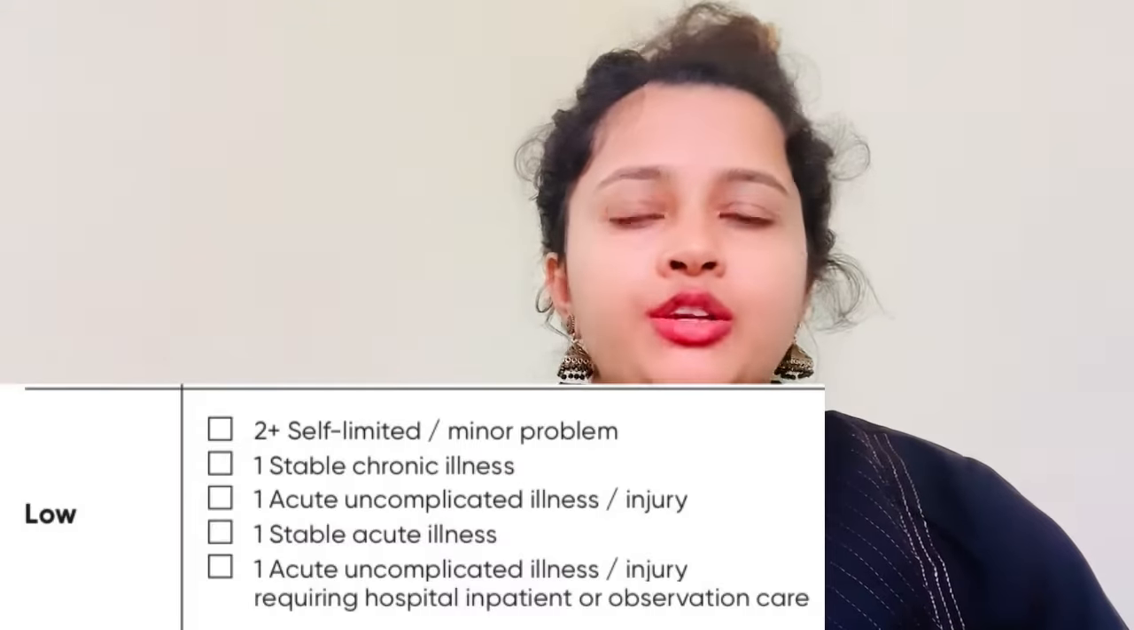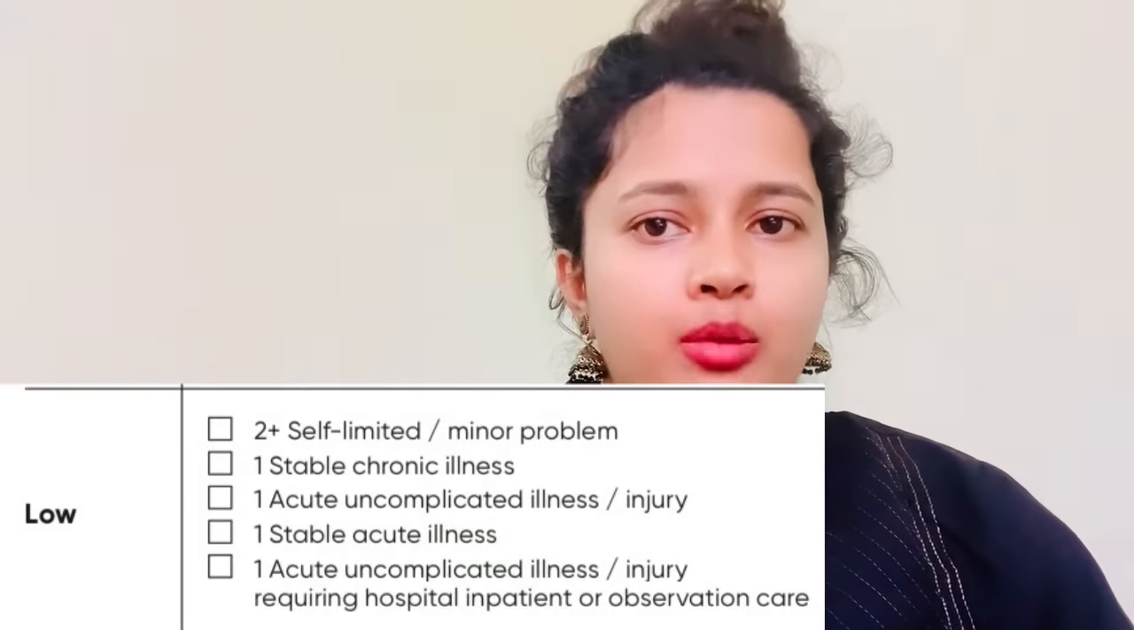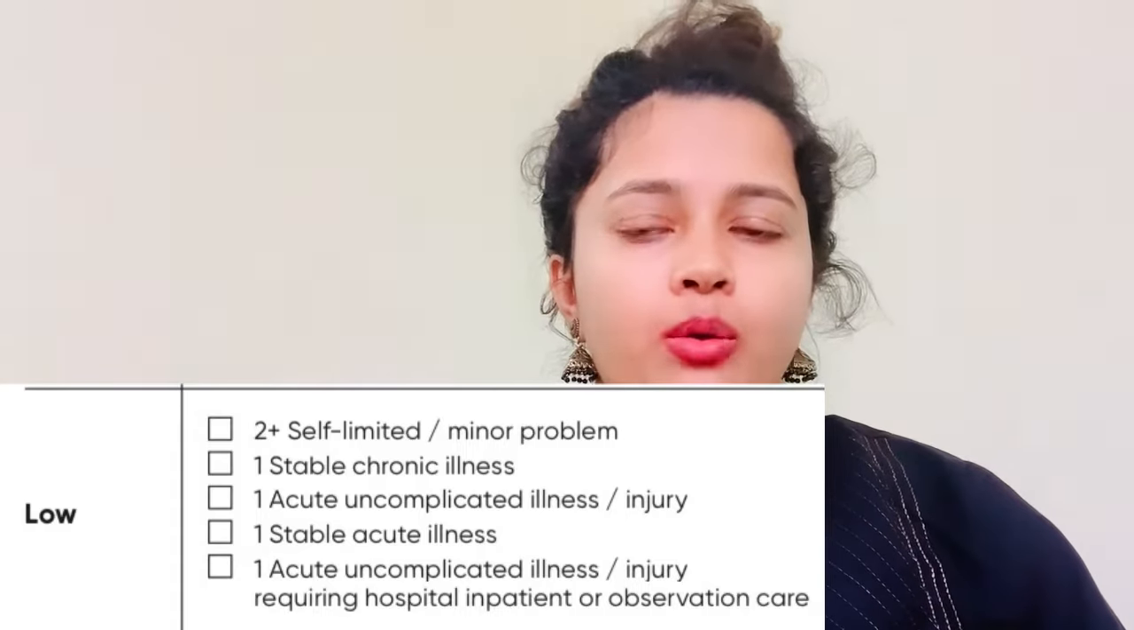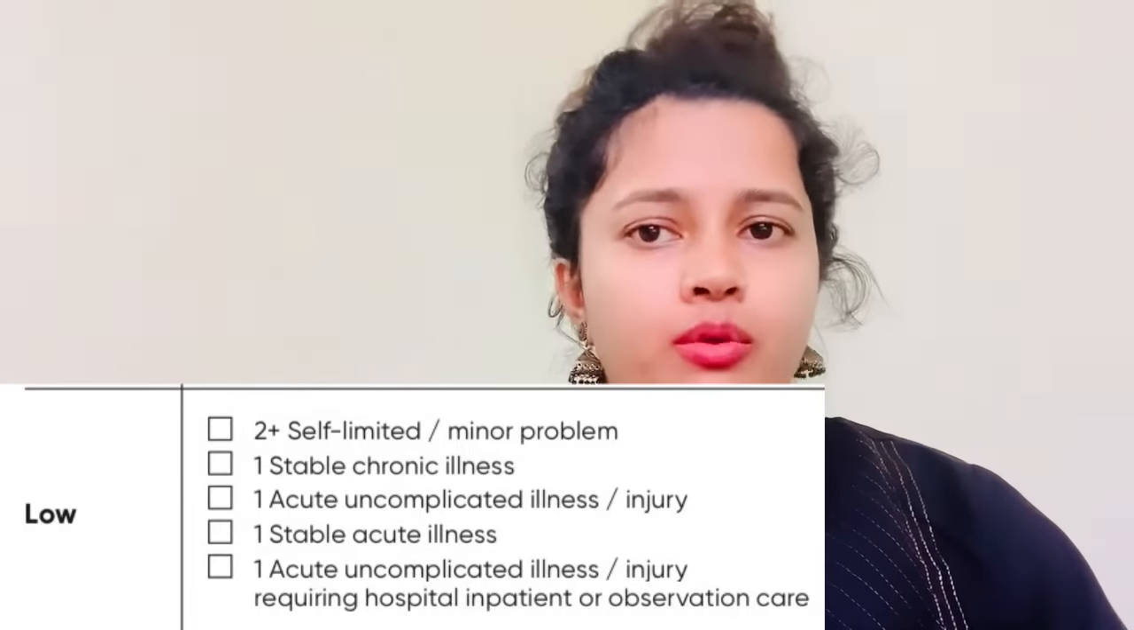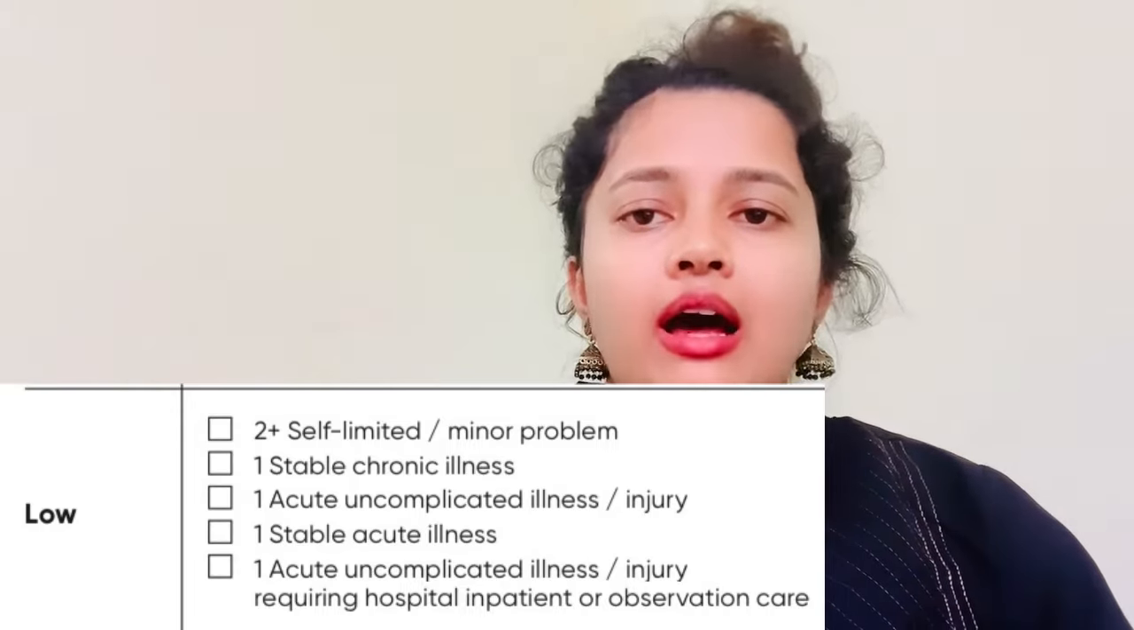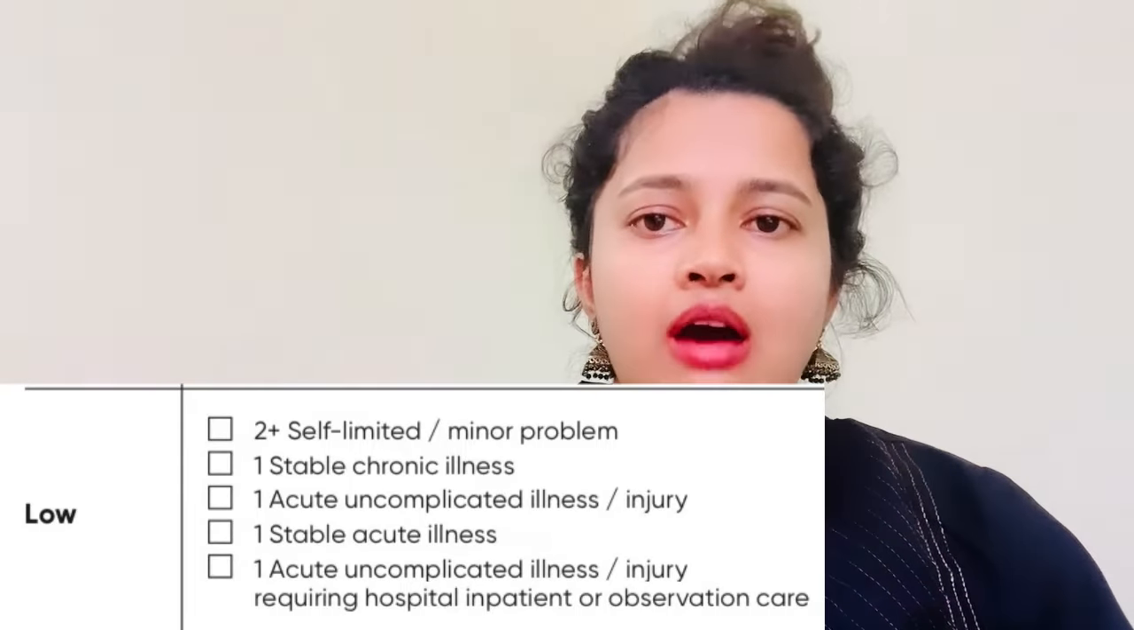To code low level, you should have 2 plus self-limited or minor problems. As I already explained what a minor problem is, here you will have 2 or more minor problems, so your level will be low. And apart from that, you should have either one chronic stable illness or one acute stable illness. One chronic stable illness means the patient is having hypertension from long back, but it is not progressing or regressing. So this means it is stable.